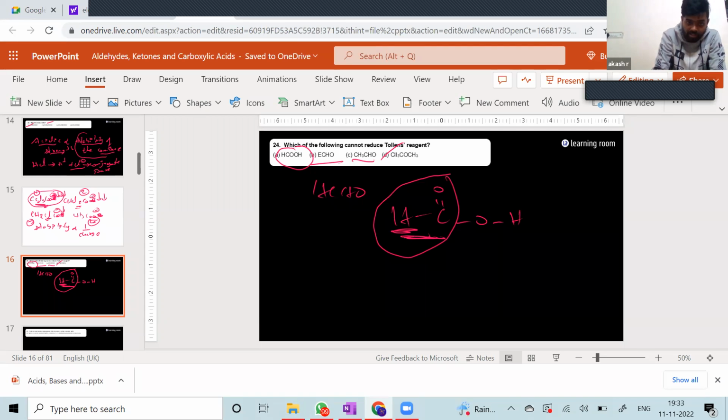Actually, one more compound gives Tollens test. That is your CH triple bond CH. Weirdly, this also gives Tollens test. Then alkyne, this is again only one alkyne that will give. That is your CH triple bond CH will also give Tollens test. But again, it's too much for your CBSE NCERT level. But don't worry about it.